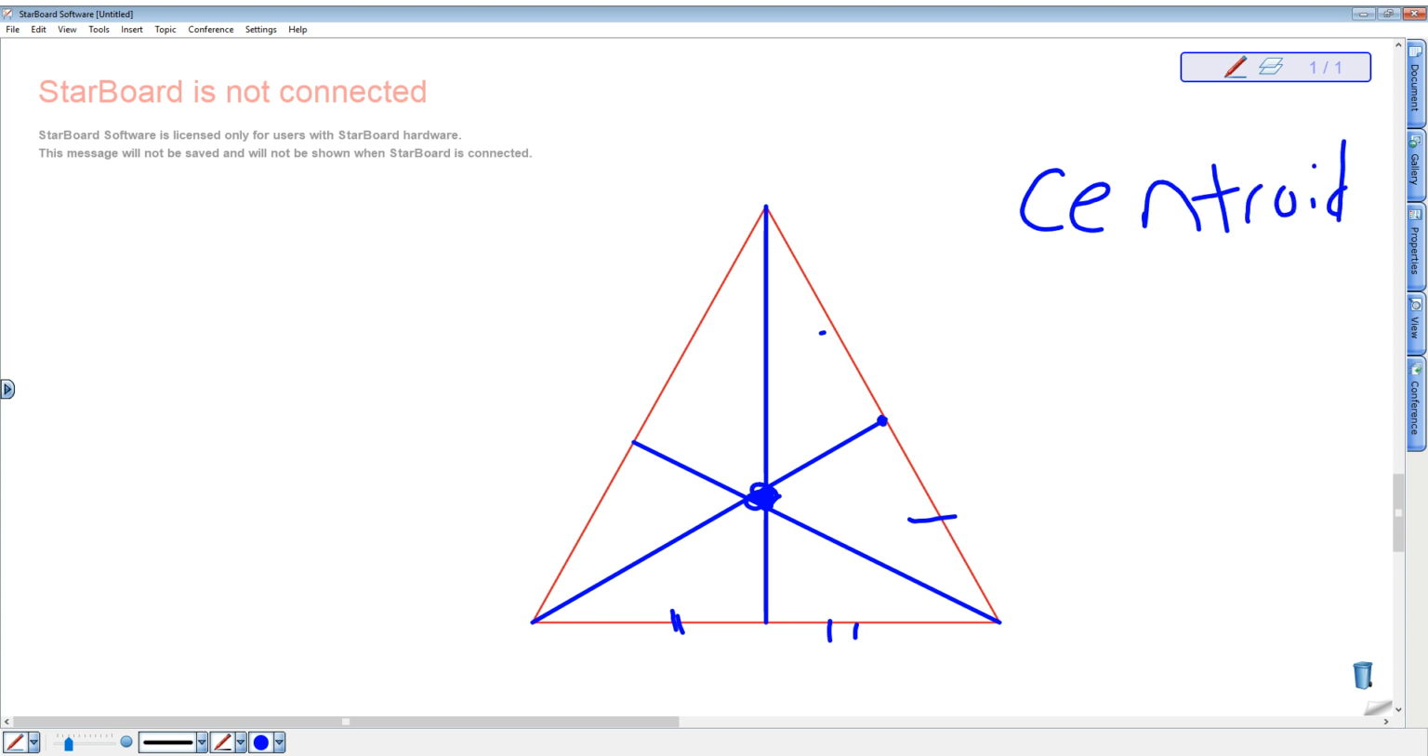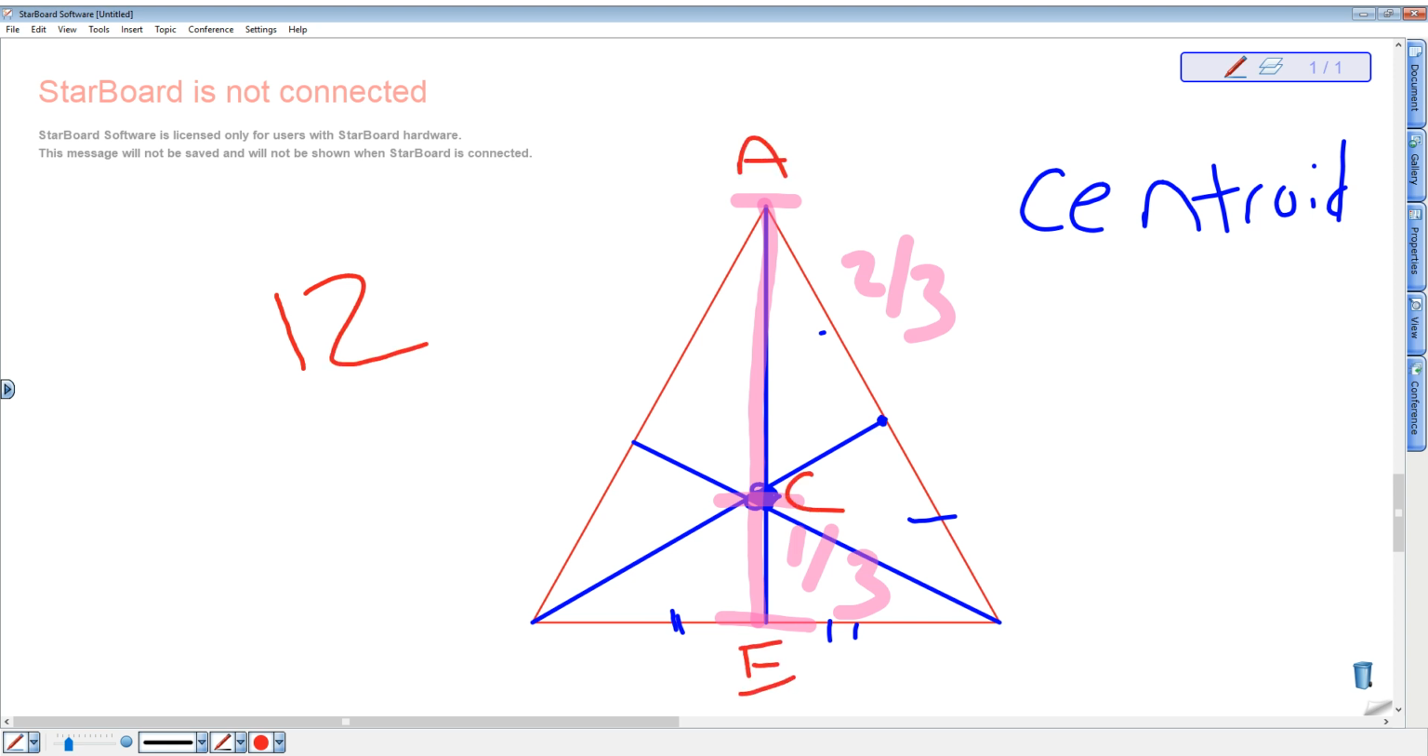What is significant about the centroid? Well, if I took this line right here, I could tell you that the part from the top to the centroid will be 2/3 of the entire line, and from here, the bottom right here, this will be 1/3. So if I were to tell you that the entire line is, for instance, 12 from A to E, and let's put a C in the middle.